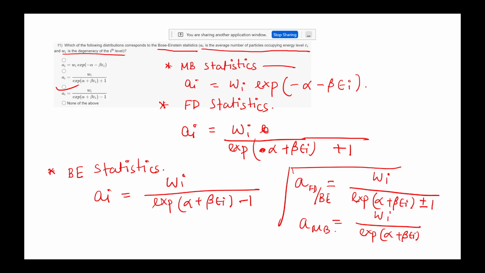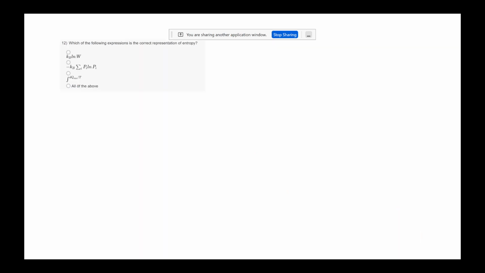Okay, so the similar problems but with different things. This way we can remember the things pretty well. Okay, now to the next problem. The next problem says, which of the following expression is correct expression?